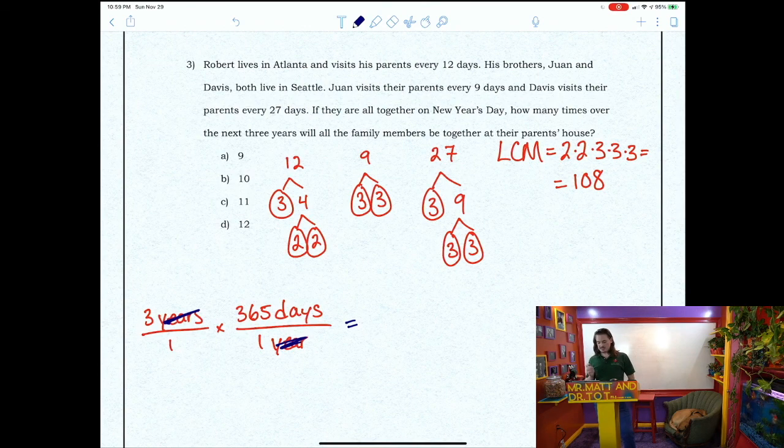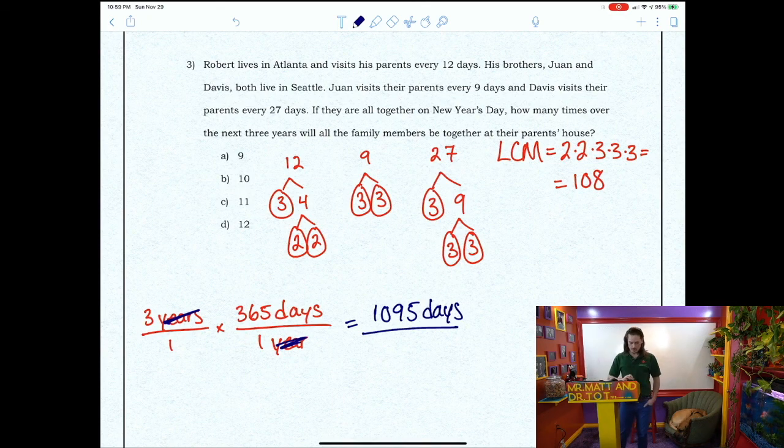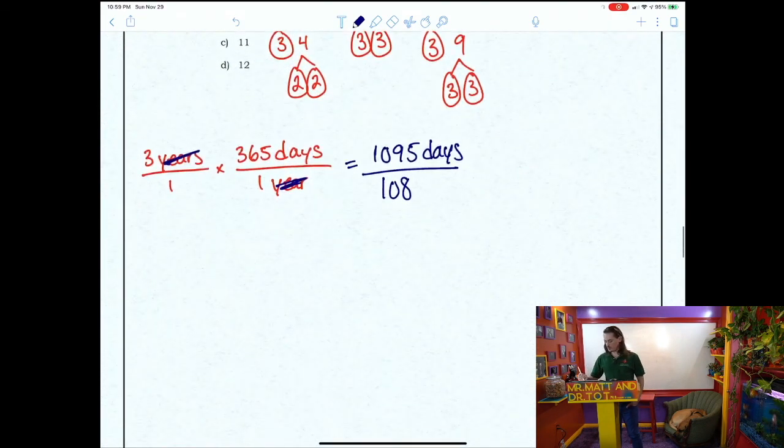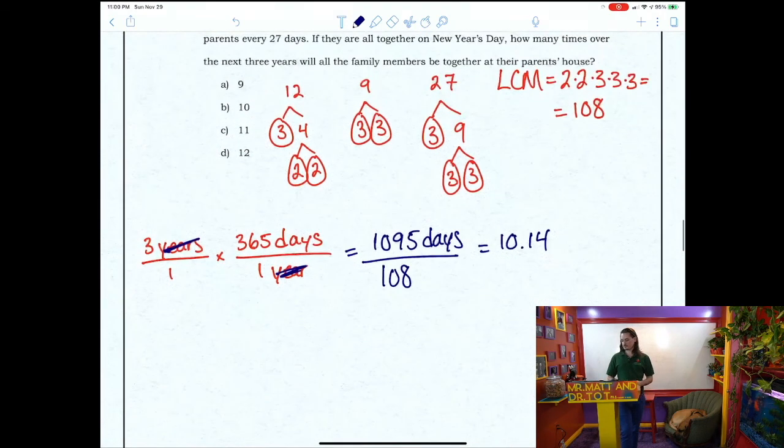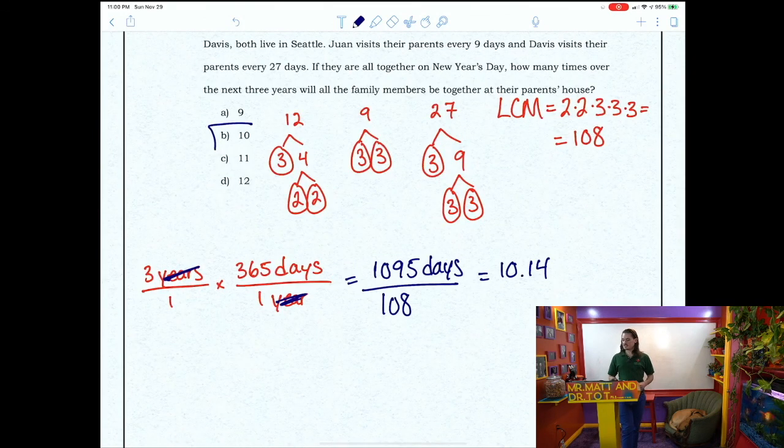So if I have 1,095 days in 3 years and I divide that by the rate of simultaneous visitation, which is 108 days, so they visit each other all on the same day every 108 days, then I'm going to get 10.14. So 10.14 rounded means that they actually see each other a total of 10 times over the next 3 years. And that's answer selection B.